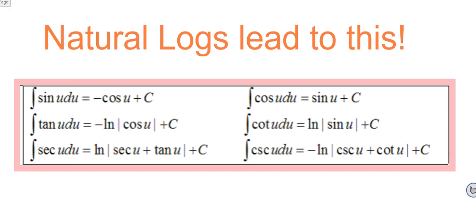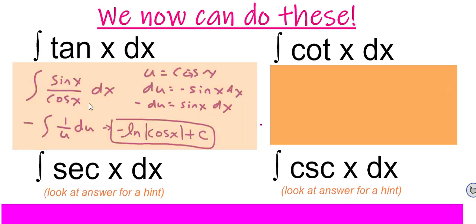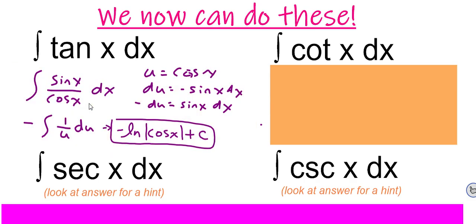I want you to note that when we did the integral of tan, what did we get? We got negative natural log of cosine of x. You could put that negative up as an exponent, right?